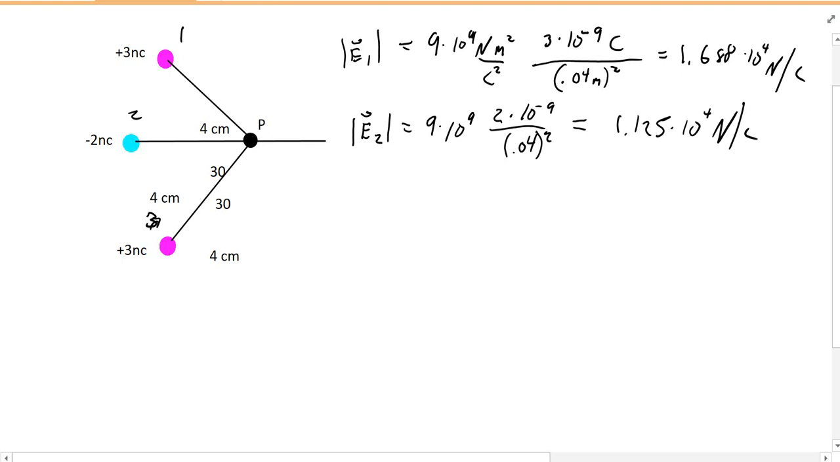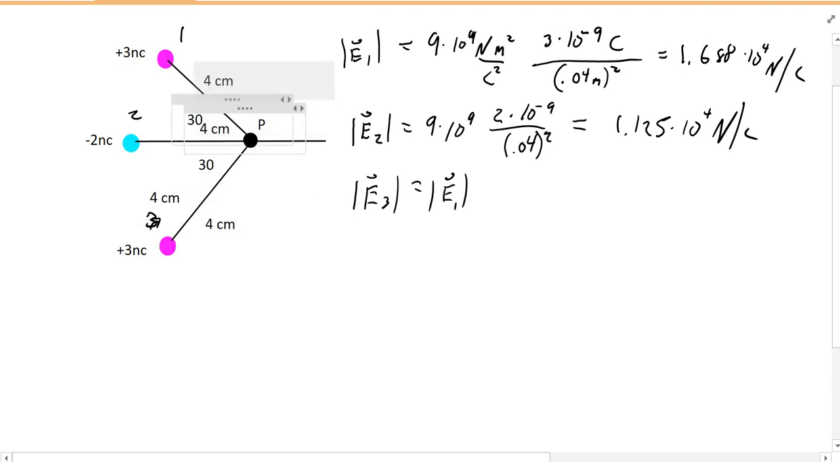Okay, and then if we do it for charge 3, we see that the magnitude of charge 3 is the same as it is for charge 1, and the distance is the same as it is for charge 1. So that must mean that the magnitude of the electric field of charge 3 is equal to the magnitude for charge 1. And these 30s have gotten moved. They're supposed to be marking the angles. Okay, they're all at 30-degree angles, and all of these distances are 4 centimeters.